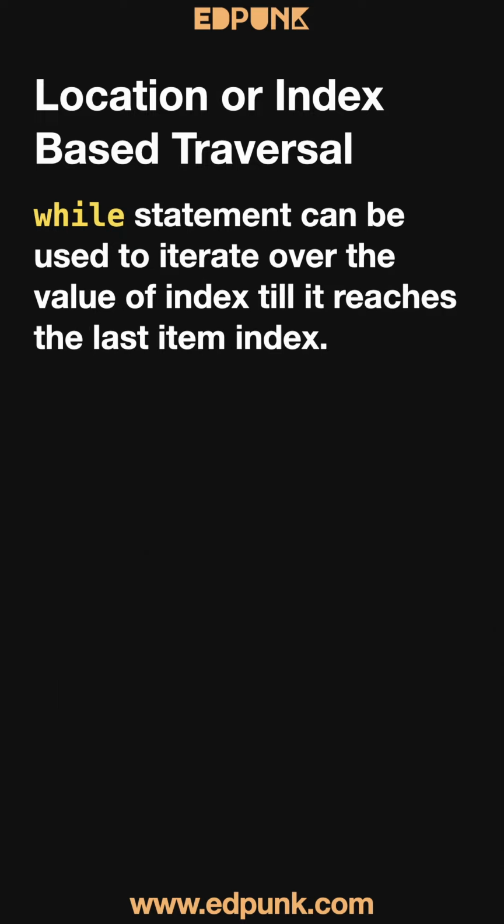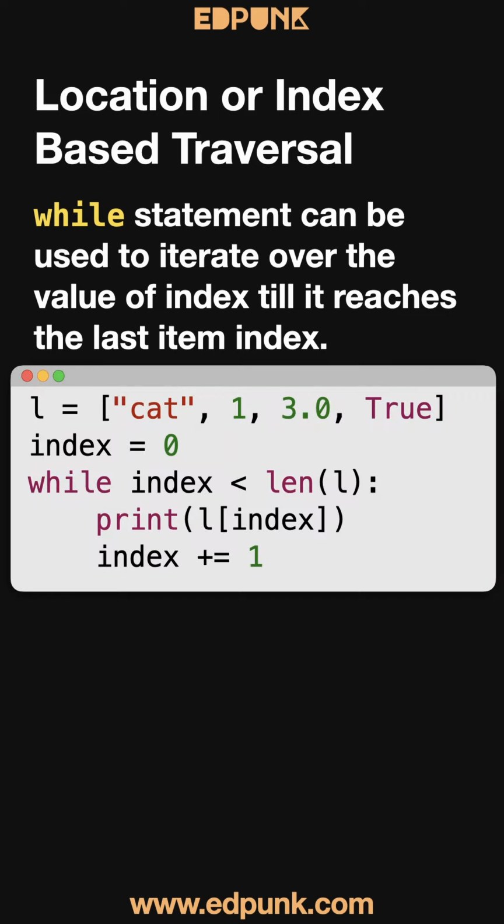While statement can be used to traverse a list by iterating on the value of index till it reaches the index of the last item. Let us take a look at the program. Let us assign a list containing items string cat, int 1, float 3.0 and boolean true to a variable L. Now, assign the starting value of index, that is 0, to index.